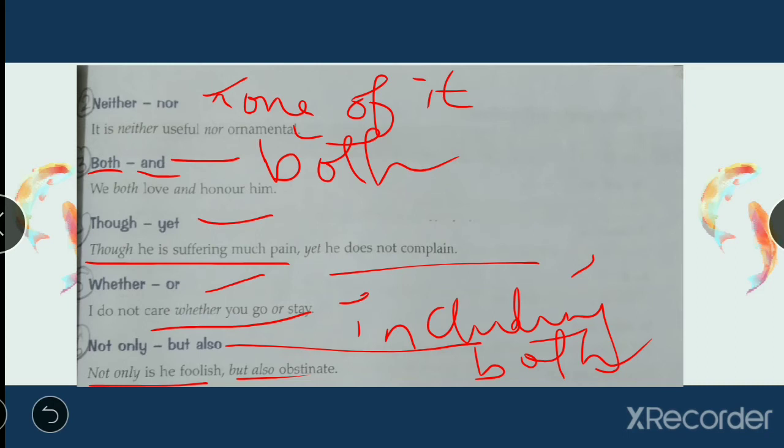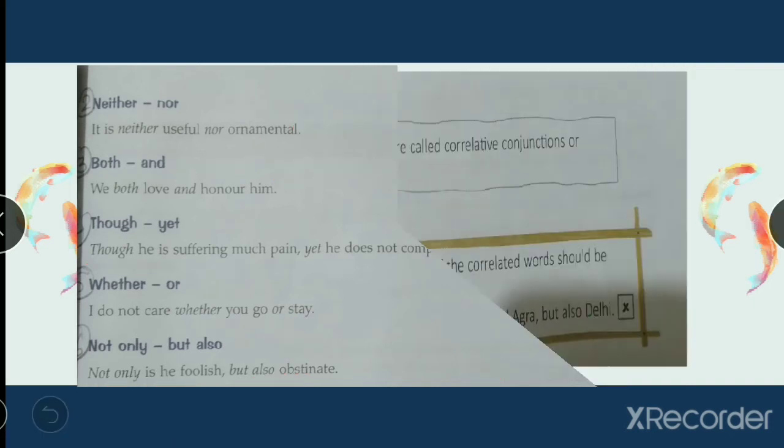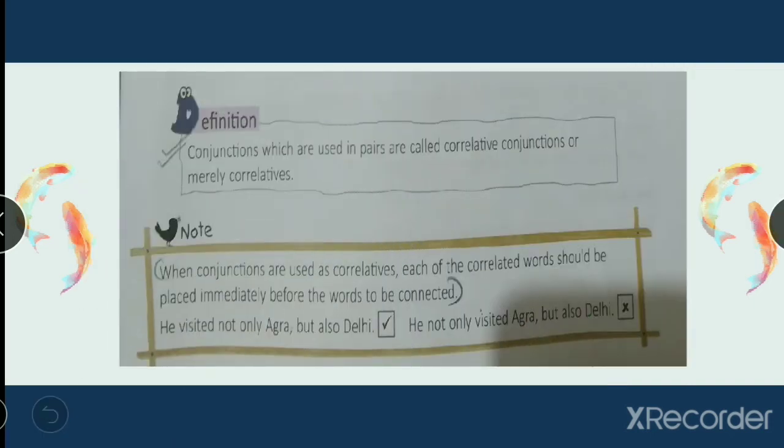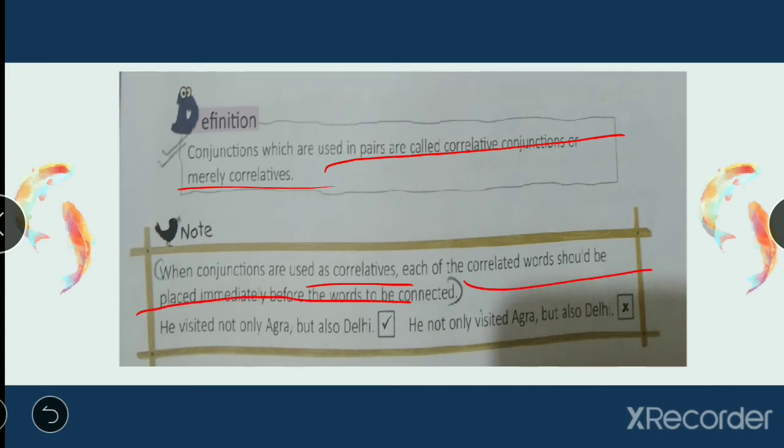This is the easy way of understanding and learning correlative conjunctions. So conjunctions which are used in pairs are called correlative conjunctions, okay, or merely correlatives. Now, when conjunctions are used as correlatives, each of the correlated words should be placed immediately before the word to be connected. Now, remember this thing, that when you are going to use correlative conjunctions, it has to be used before the word that is to be connected. ऐसा नहीं कि पहले ही उसको use कर लिया. You have to use it before the words that are to be connected with the other one.